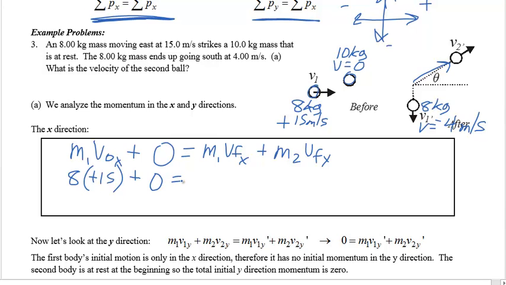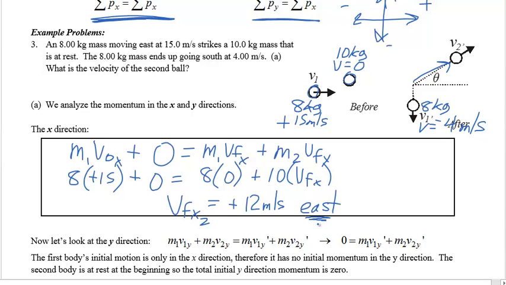After the collision, in the X direction, right, this 8 kilogram mass, it's only moving south. So in the X direction, it's not moving. And so therefore, the 10 kilogram mass is moving in the X direction. So solving for our values, right, the final velocity in the X direction for object 2 is going to be a positive 12 meters per second. And so that means, right, we know it's moving to the east because it's a positive value.